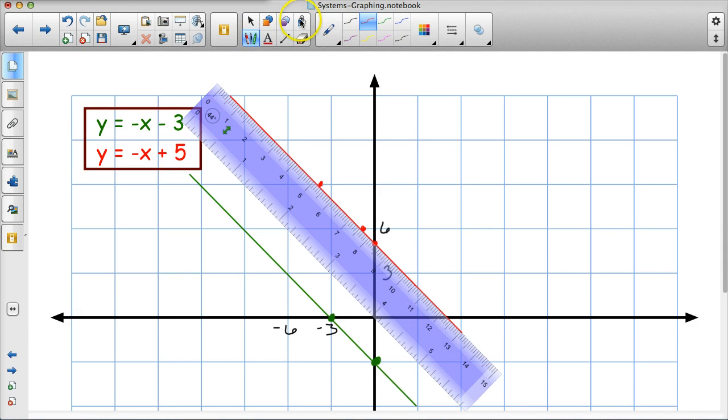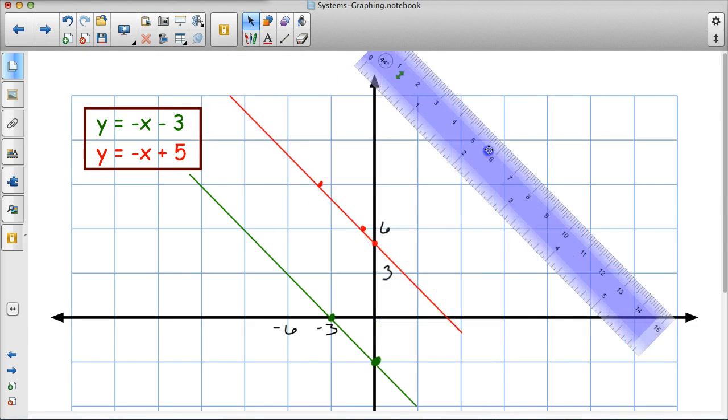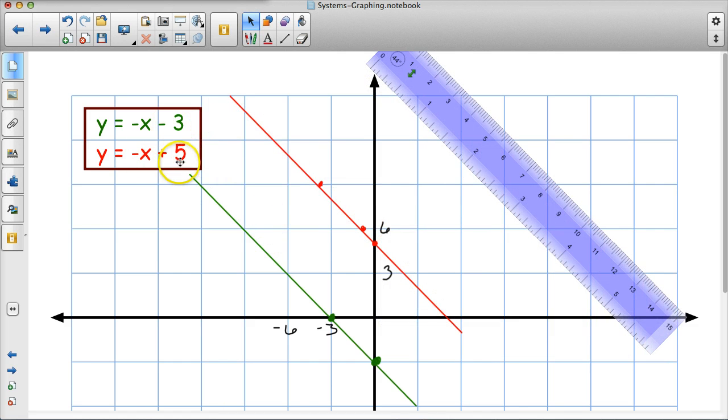You draw your line. Now I've graphed both my red and my green equation. I've used a slope of negative 1 both times. Well, that means that the slope for my first equation is negative 1, and the slope for my second equation is also negative 1. What do you remember about equations of lines that have the same slope? Hopefully you said that they are parallel. And what you need to understand is that parallel lines never, ever intersect.